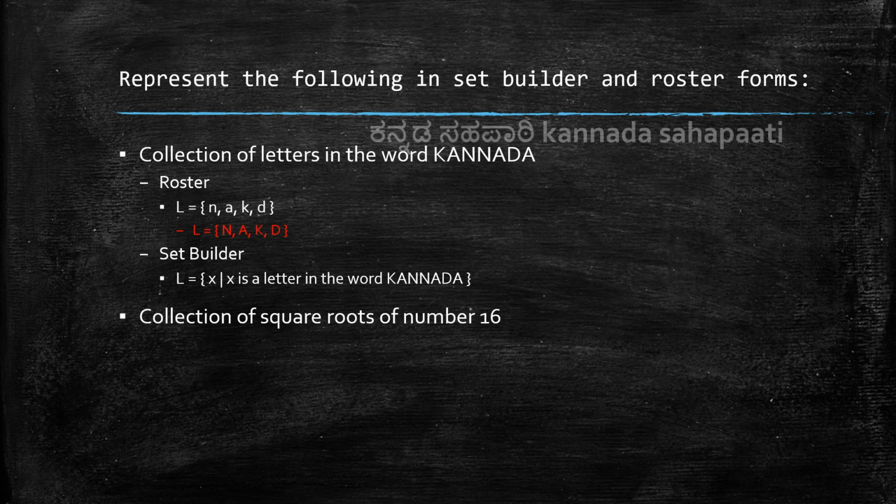Collection of square roots of the number 16. Assume x is equal to root 16. So what are the square roots of 16? It's plus 4 the whole square and minus 4 the whole square. So if we solve it, we'll get x is equal to 4, minus 4. Therefore, in roster form, we write it as R = {4, -4}, and in set builder form, we write it as R = {r such that r is the square root of 16}.